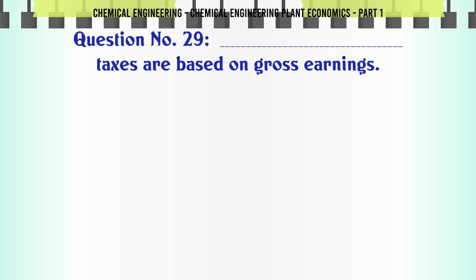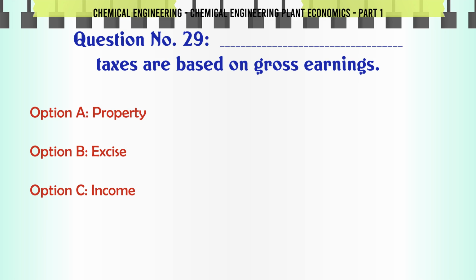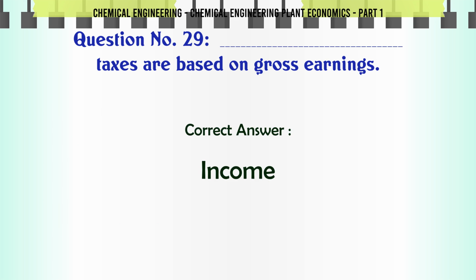Blank taxes are based on gross earnings. A. Property, B. Excise, C. Income, D. Capital gain. The correct answer is income.